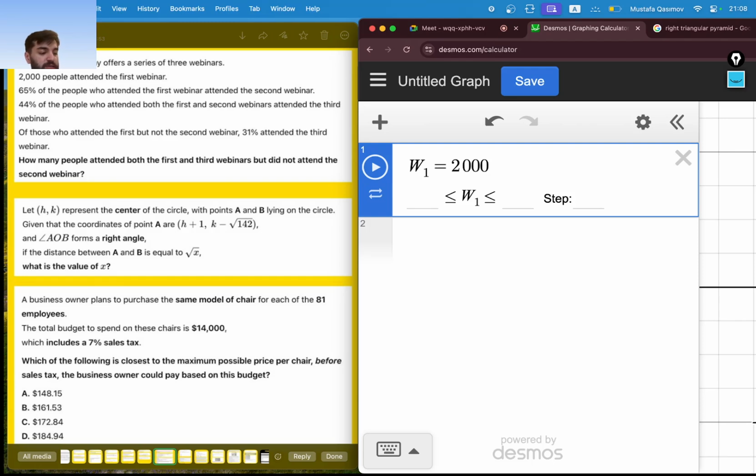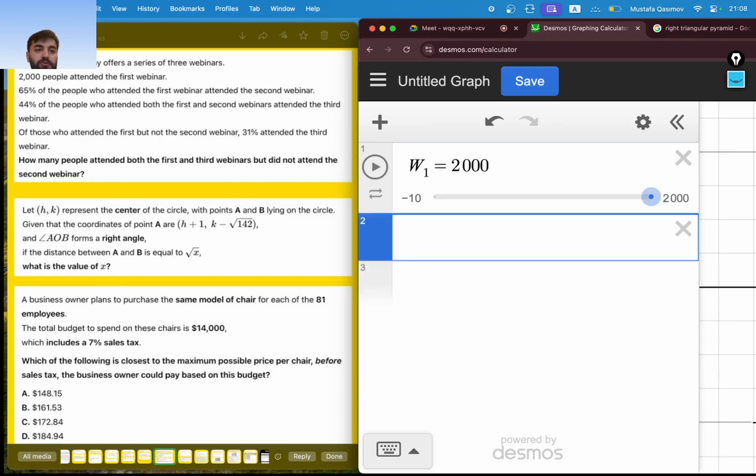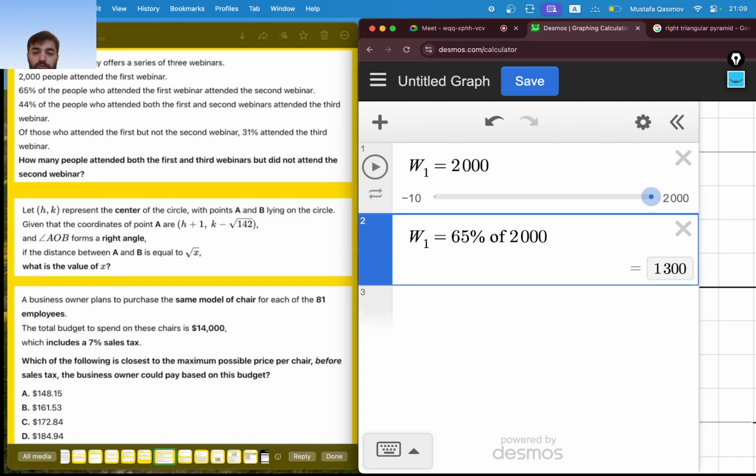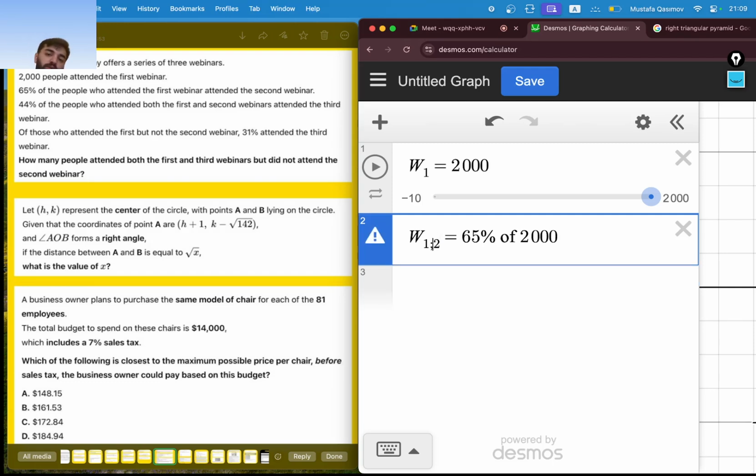Then it says that out of them, 65% will attend the second one. So we can think of it like this. So 1,300 will attend the second one. So let's say that it is V1 and V2, like this.